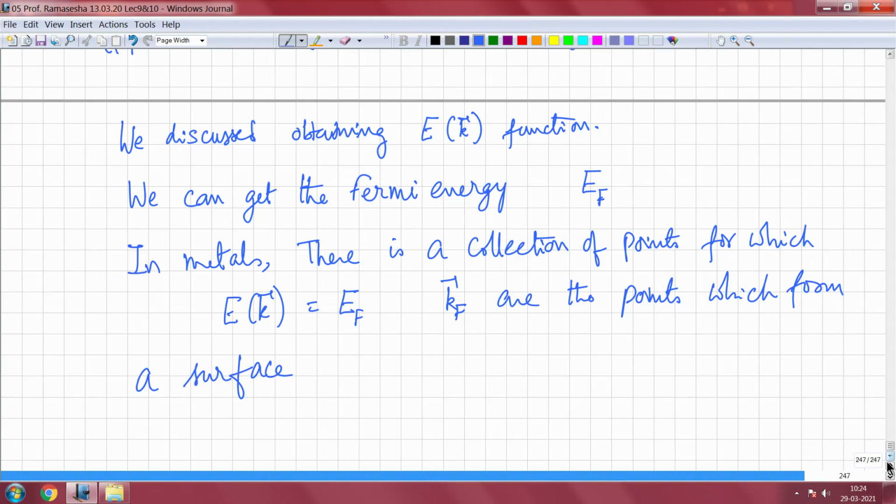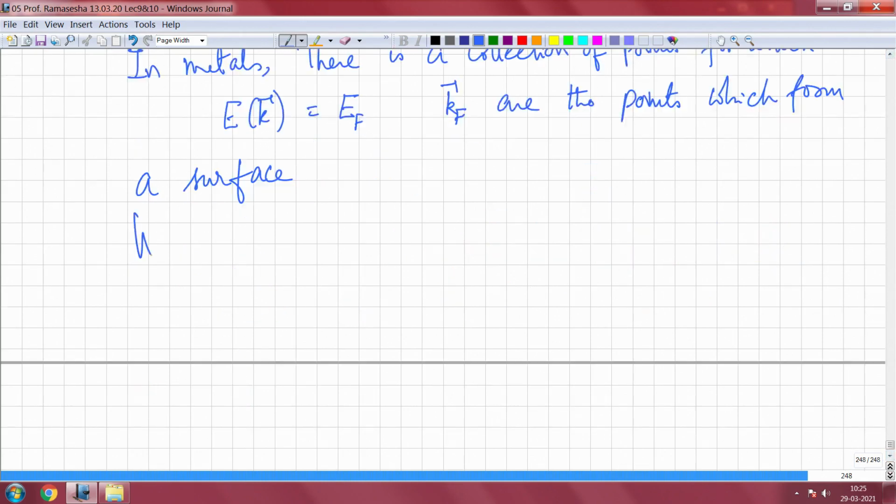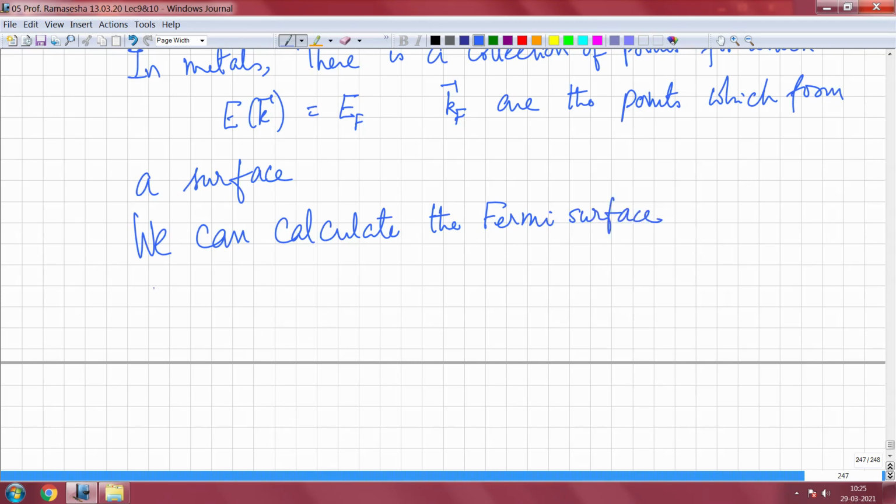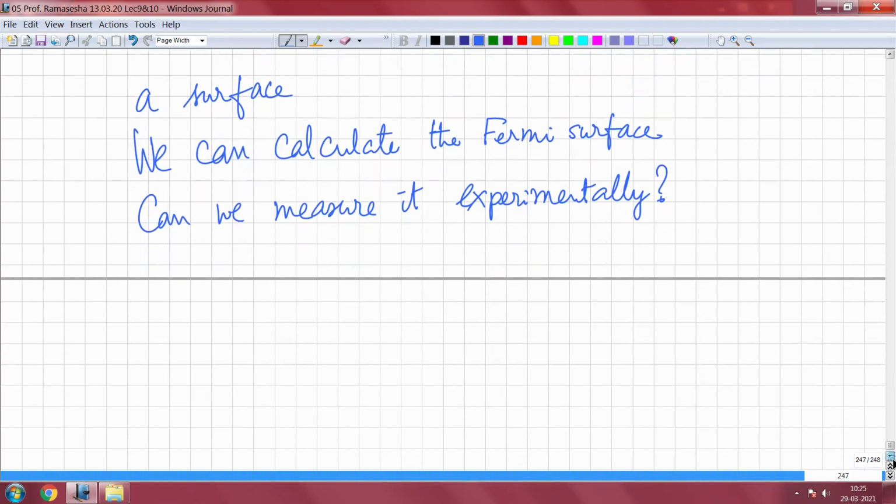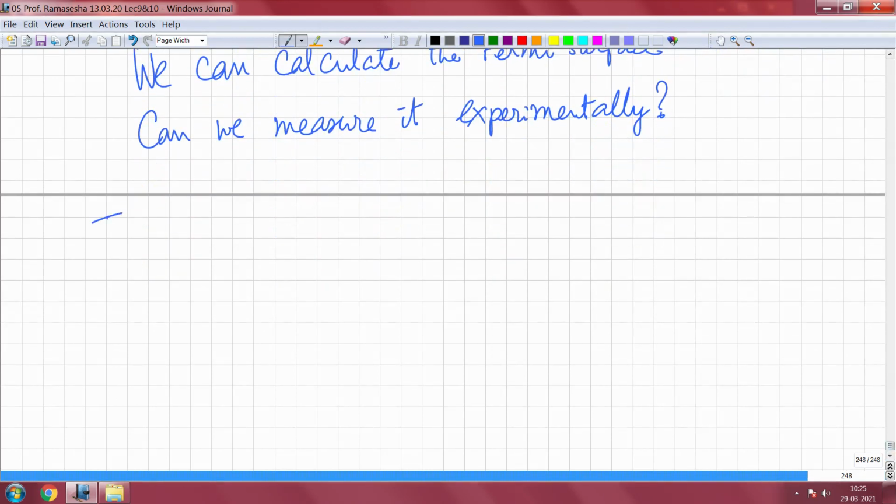So, the idea is to know more about the Fermi surface. We can calculate the Fermi surface from energy band calculations. The question is, can we measure it experimentally? The answer to this is yes, and we can. There are many techniques for measuring the Fermi surface, and I will just list them and then we will discuss two of them in detail.